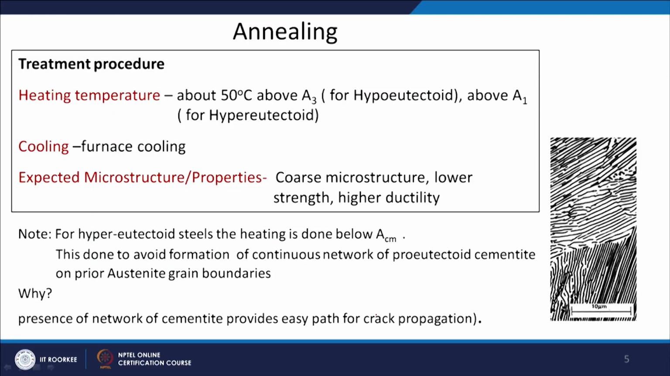Now we have not yet discussed crack propagation and what we mean by that, but right now you take it from us that this type of microstructure is not good for mechanical properties. I do not want a continuous network of cementite forming. That is why for annealing I am going to heat to a temperature above A1, not Acm.